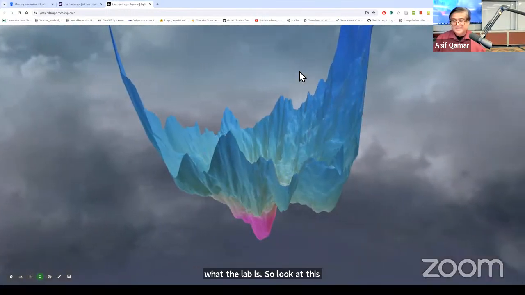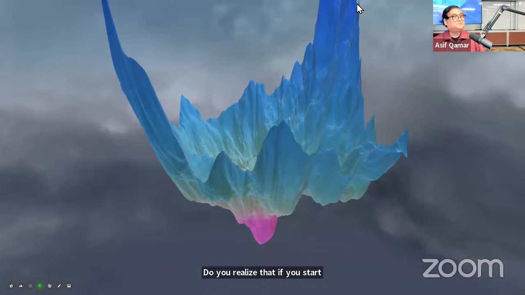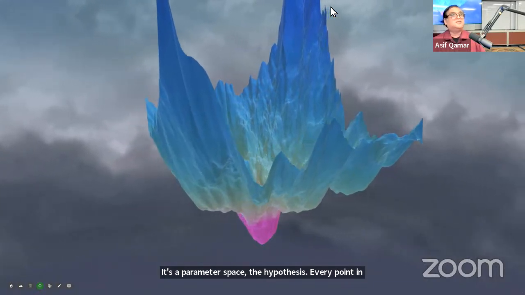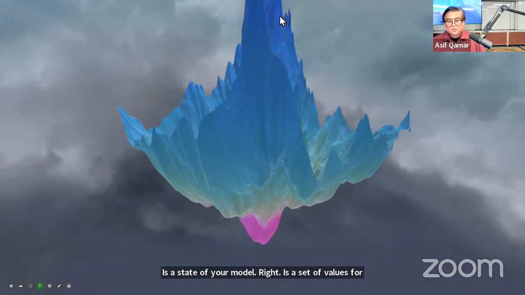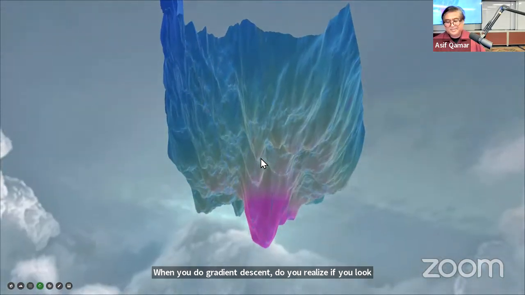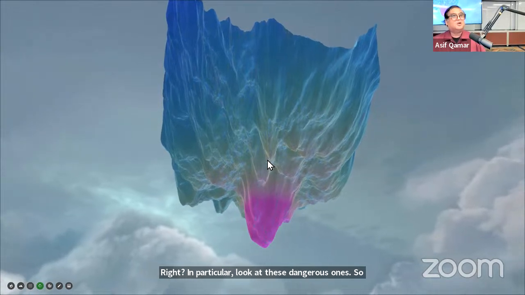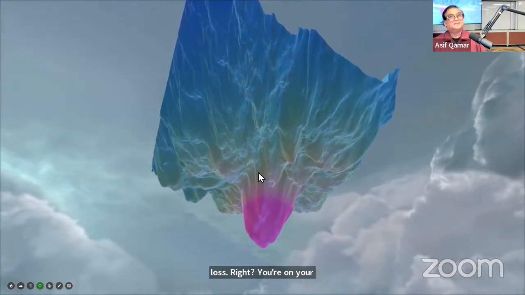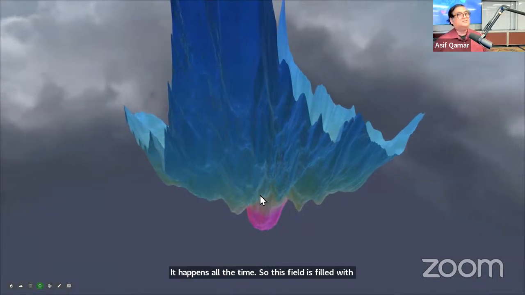So look at this, guys. If you start somewhere high up, this is the loss landscape, the loss function in an abstract space. It's a parameter space with a hypothesis. Every point in this figure is a hypothesis, a state of your model, a set of values for your parameters, your weights and biases. When you do gradient descent, do you realize how many local minima there are in which you can get trapped? In particular, look at these dangerous ones. You do get trapped there, but with luck, you bounce out of it after some time. So loss flattens, and then again, you have a dip in the loss. You're on your merry way back to the minimum. It happens all the time. So this field is filled with lots of gotchas, guys, lots of things that you learn through hard experience.